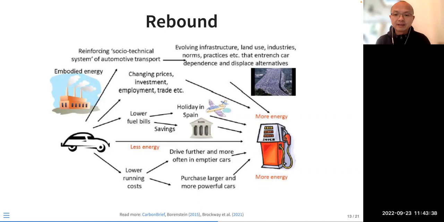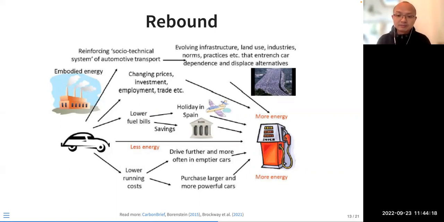Here is a chart to explain the idea and the linkage between the technology efficiency improvement and how we might end up consuming more energy. That's a very typical unintended consequence you can imagine, right? But rebound might exist. There is quite a lot of literature showing that.